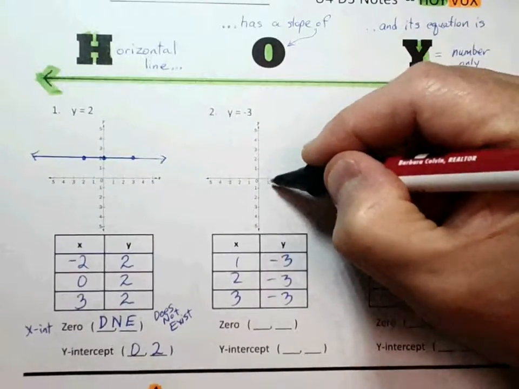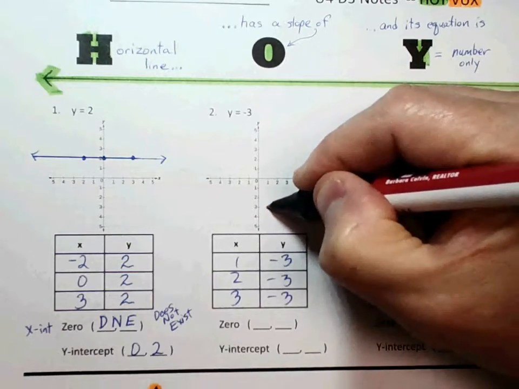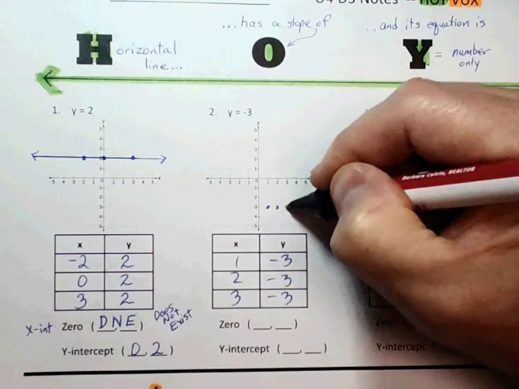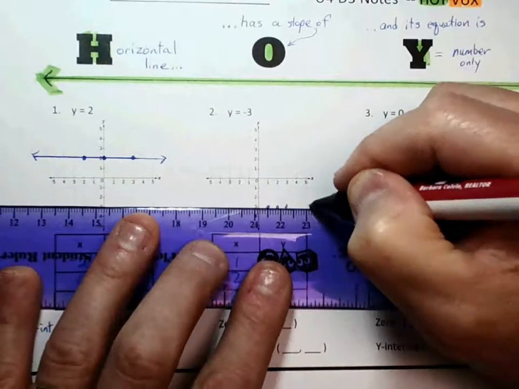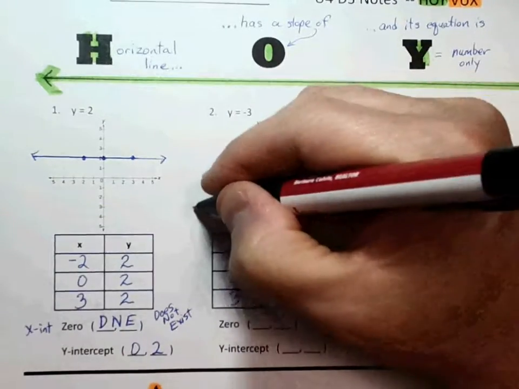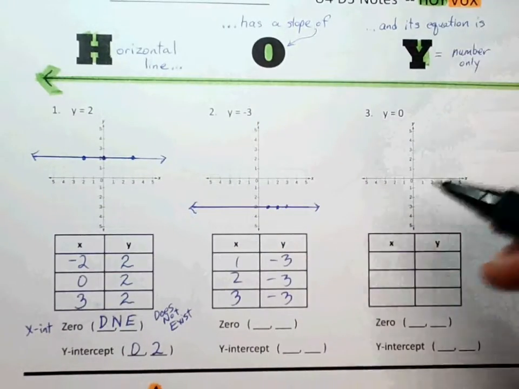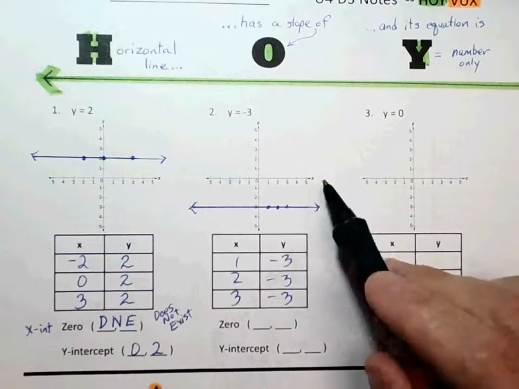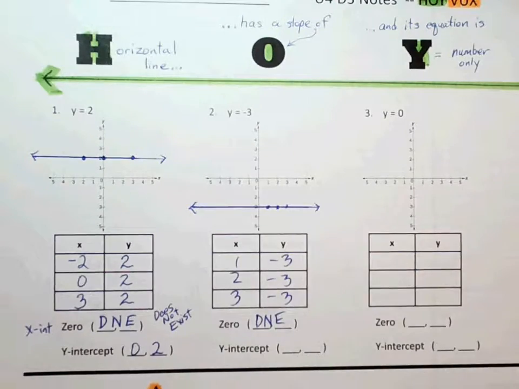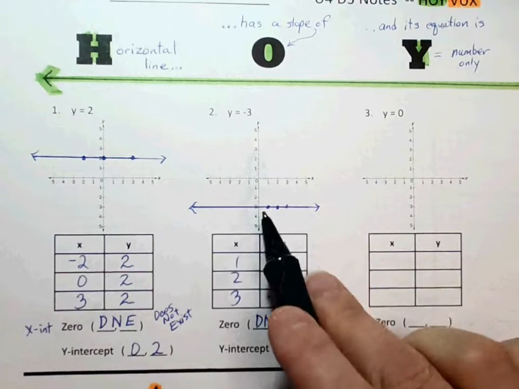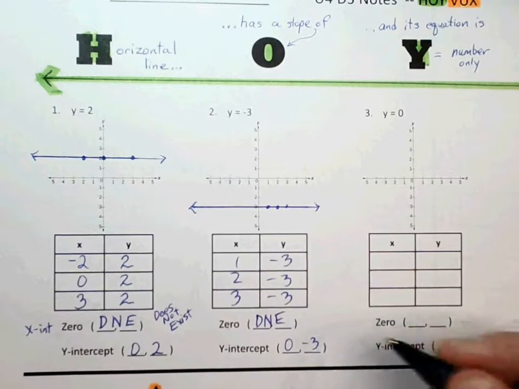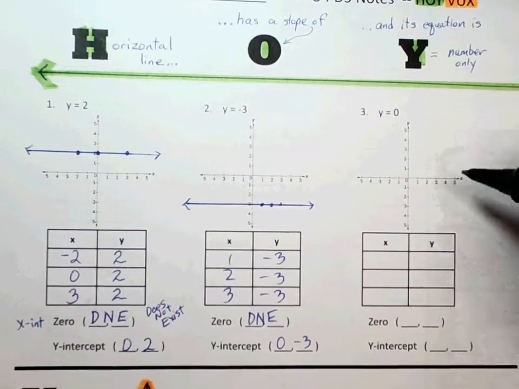Now if I graph these points, 1 to the right, 3 down, 2 to the right, 3 down, 3 to the right, 3 down. Once again, I've got what kind of line? This is a horizontal line. Does it have a 0? Does it cross the x-axis? Does it not. Does not exist. Do I have a y-intercept? Yes, I do. 0, -3. All right? Go ahead and try this one right here.